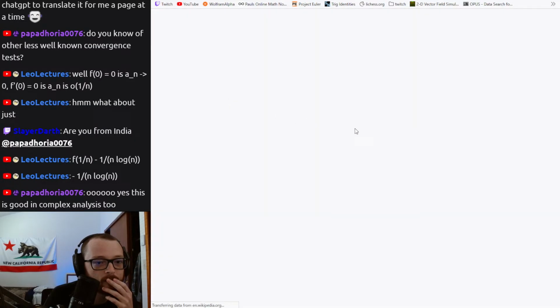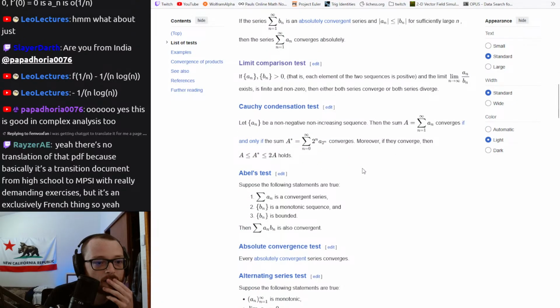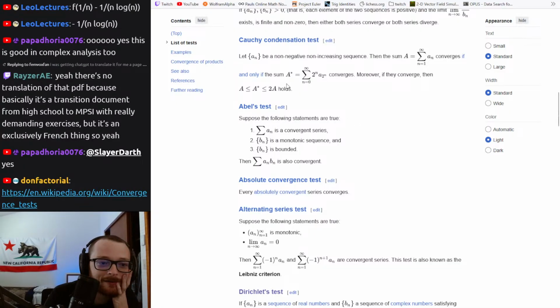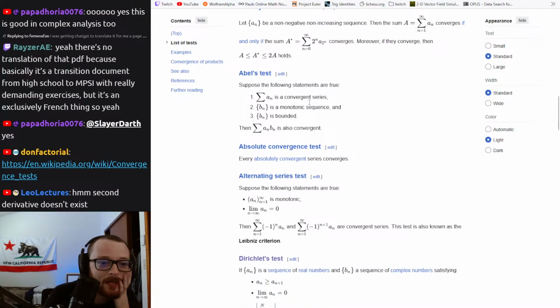So maybe the Dirichlet test. Cauchy condensation test. That's a fun name. Ooh, a sub 2 to the n? Okay, I think this is your Wikipedia page. Papadoria. This one is kind of fun. Looking at powers of 2. That's probably a good one if there's a log involved. Abel says, I've heard of this one too.